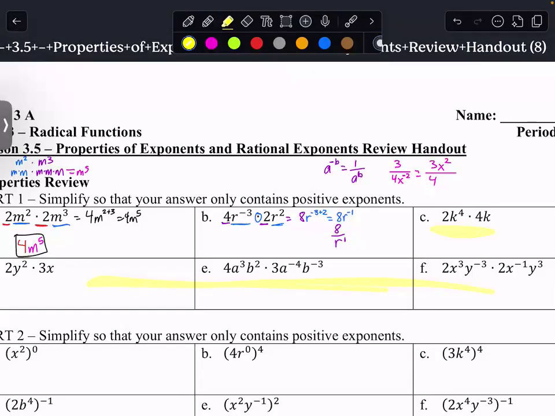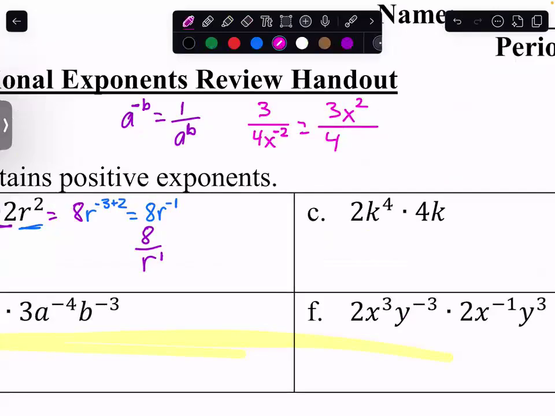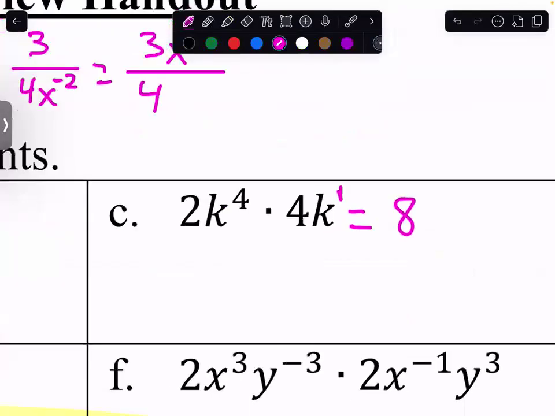All right, so letter C, you have 2 times 4 is 8, and then k to the 4th times k to the 1st, so 4 plus 1 would be 5.